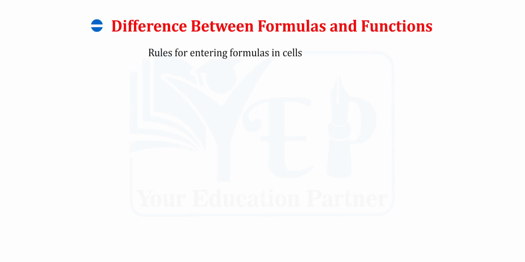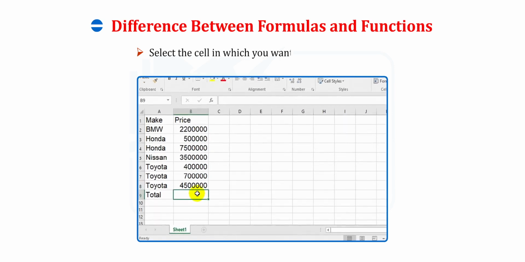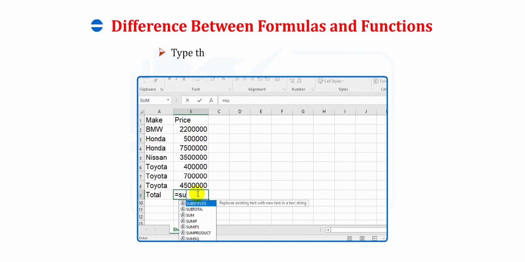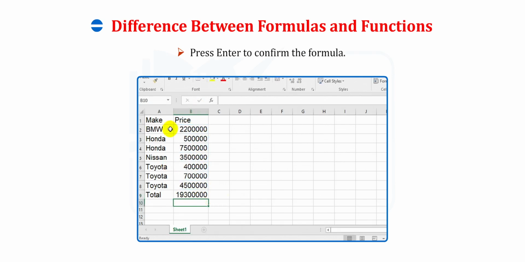Rules for entering formulas in cells are given below. Select the cell in which you want to enter the formula. 1. Type an equal sign to tell Excel that you are entering a formula. 2. Type the formula's operands and operators. 3. Press Enter to confirm the formula.